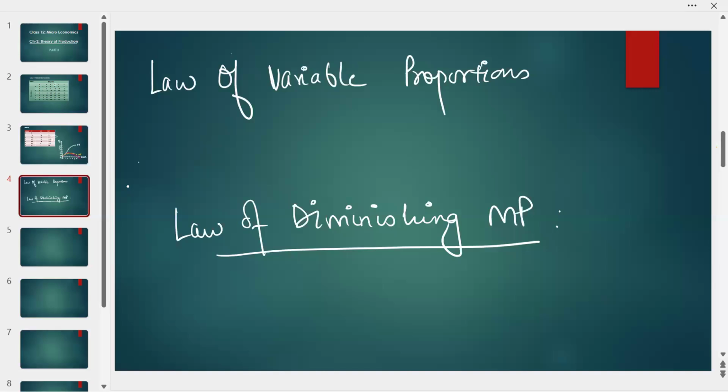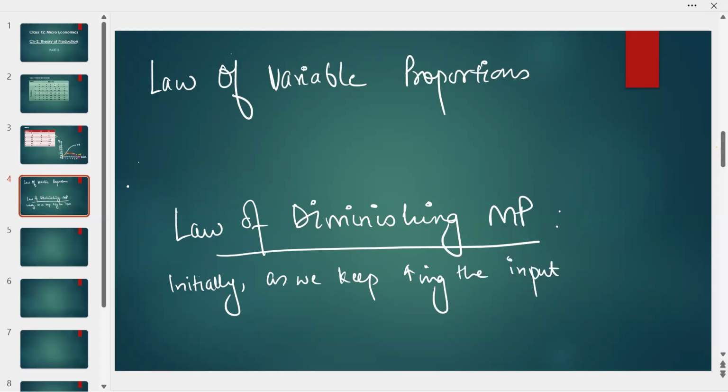So initially, as we keep increasing the input, the labor, the output level is increasing at an increasing rate. Or we can say the total product is increasing at an increasing rate.